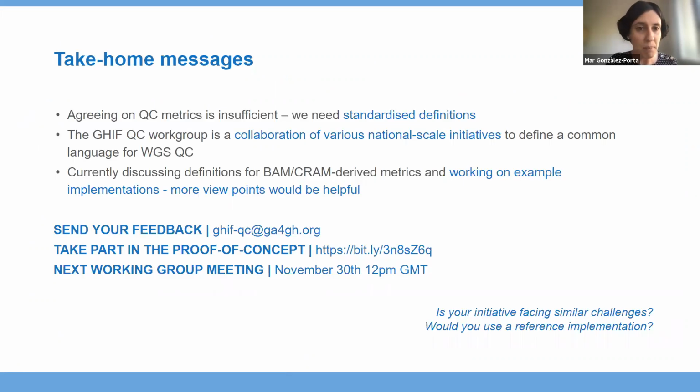With this, we'll just wrap up with three take-home messages. Number one, we do think QC is important, especially in the context of large-scale initiatives, like pretty much the audience here. In fact, there are a lot of published guidelines, but often these guidelines, in our experience, are not enough, and it'd be good to also have standardized definitions to guide their implementation. That's why we started the QC workgroup, a collaboration with various national scale initiatives to try to come up with this unified language. So far, we've started focusing on BAM/CRAM-derived metrics, but as I said, very much work in progress.